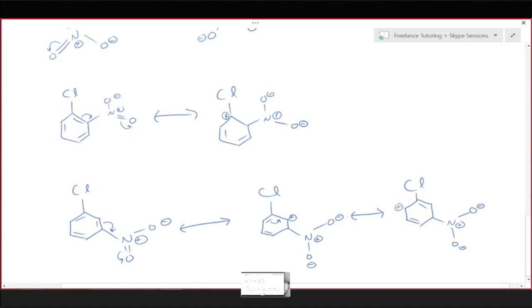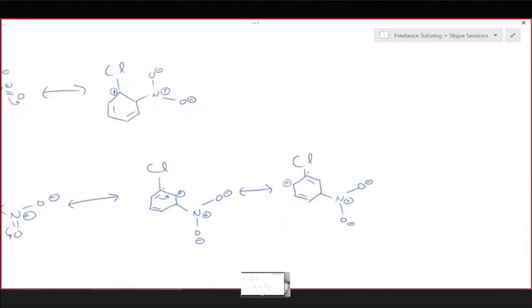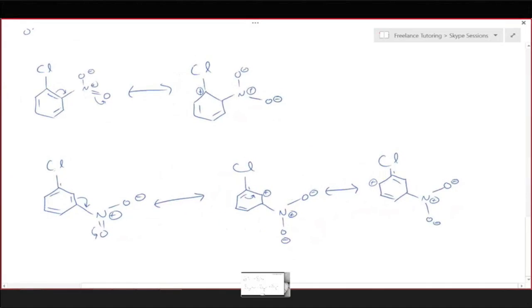Looks like the positive charge would pass right over that carbon one. Good, exactly. So the nitro group is not effective here because there's no resonance structure where the positive charge is on carbon one. So in fact, if you put the nitro group in the meta position, the benzene would not act like an electrophile.